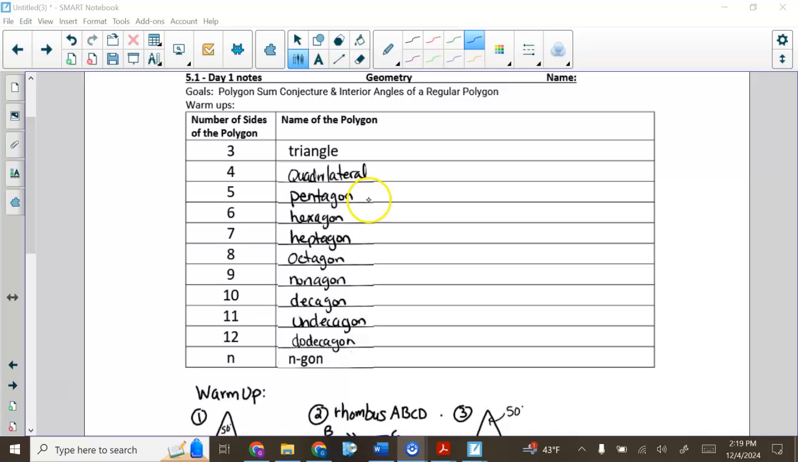Quadrilateral, 5-sided is pentagon. 6-sided would be hexagon. 7-sided is heptagon. 8, octagon, nonagon, decagon, undecagon, dodecagon. All right, so make sure you have those down accurately, and then we'll jump down to the warm-ups below.